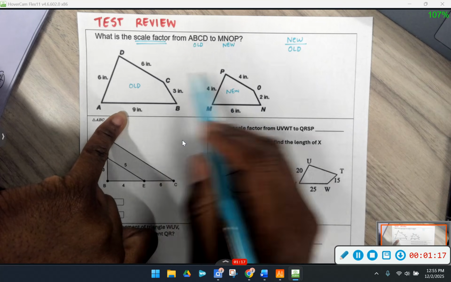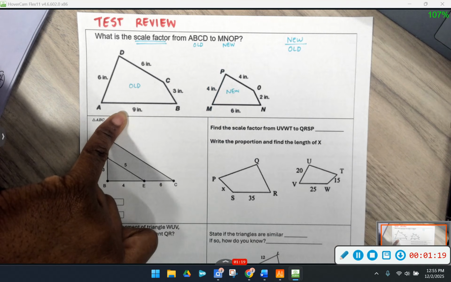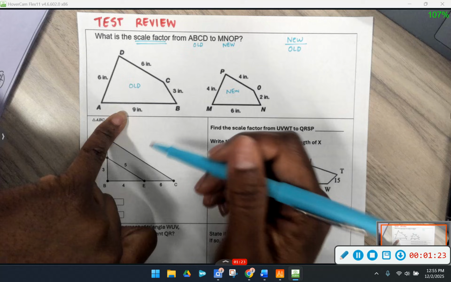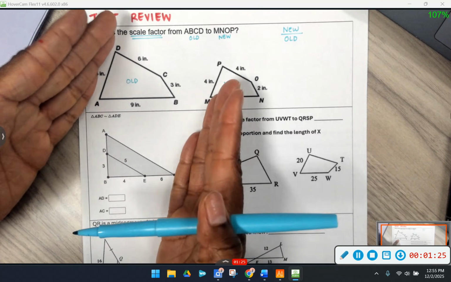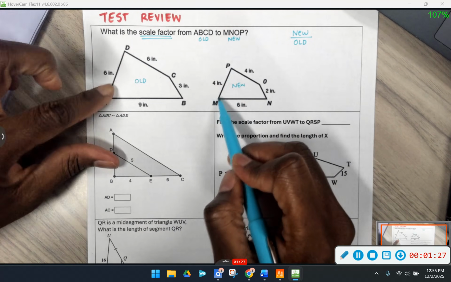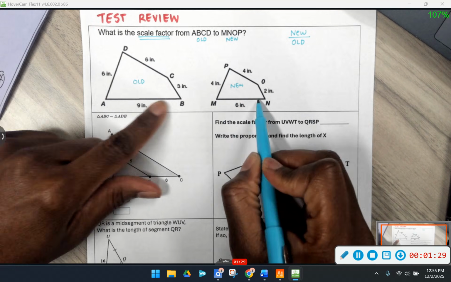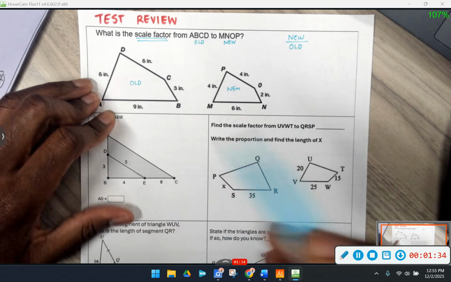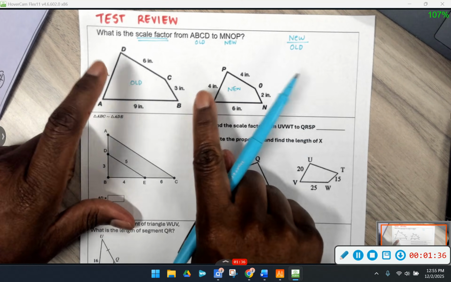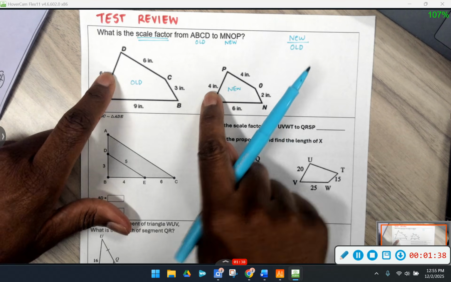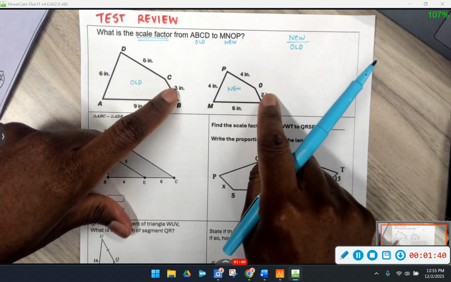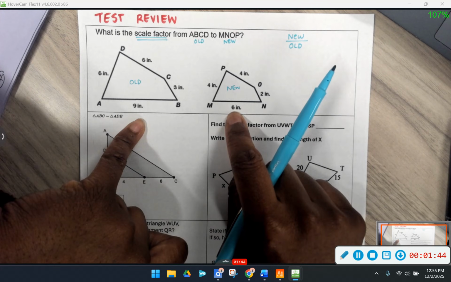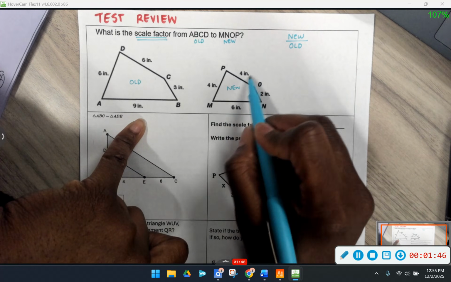You can choose any side length you want. Some people have been saying their problem is they don't know where to start. Start with any side you want, and notice that they're all lined up the same. This is the slanted side, this is the bottom, this is the little other slanted side. It kind of looks like a mountain. Everything is lined up perfectly, so these sides correspond, these sides correspond, these sides correspond, and these sides correspond.